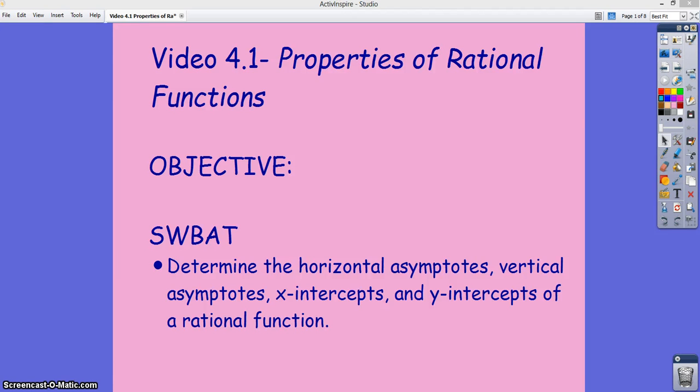Our objective for this video is that students will be able to determine the horizontal and vertical asymptotes, x-intercepts, and y-intercepts of a rational function. Please make sure that you copy the title of this video in your notes, as well as the objective.